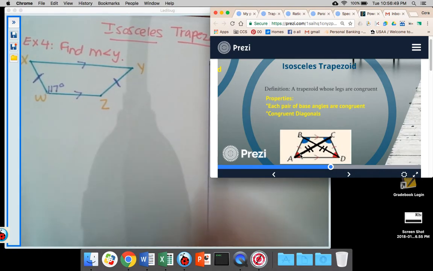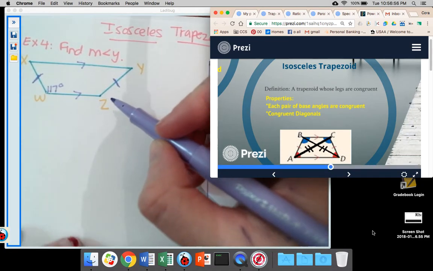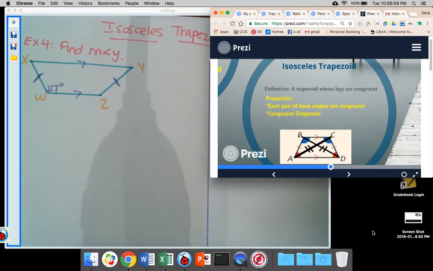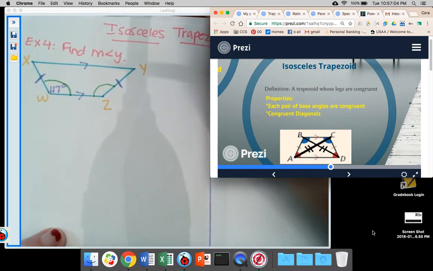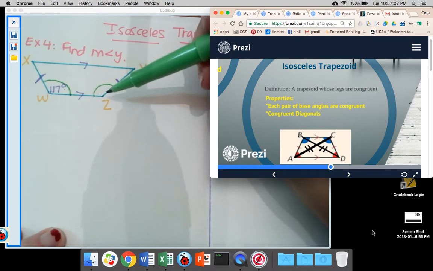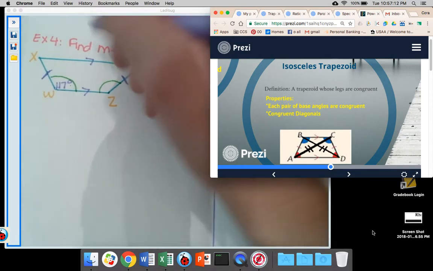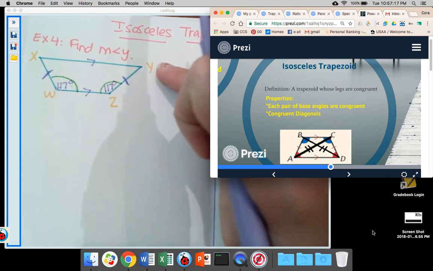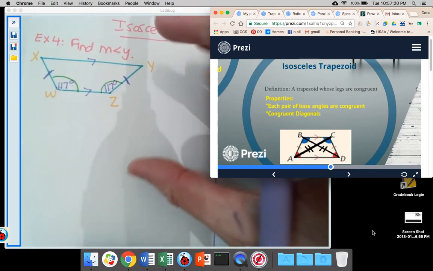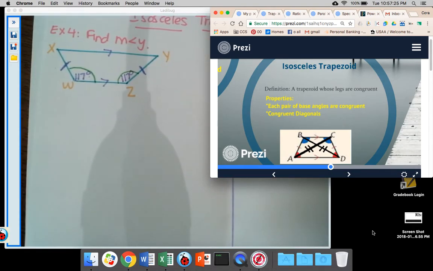Now, which angle is congruent to angle W based on the properties we just talked about? It is Z. Okay, so these two are congruent because they're base angles. So angle W is congruent to angle Z. So if angle W and angle Z are congruent, what does that mean angle Z is going to be? Angle Z would also be 117 degrees. Okay, so we're working our way to angle Y. From here, do you see anything that might help us find the measure of angle Y?